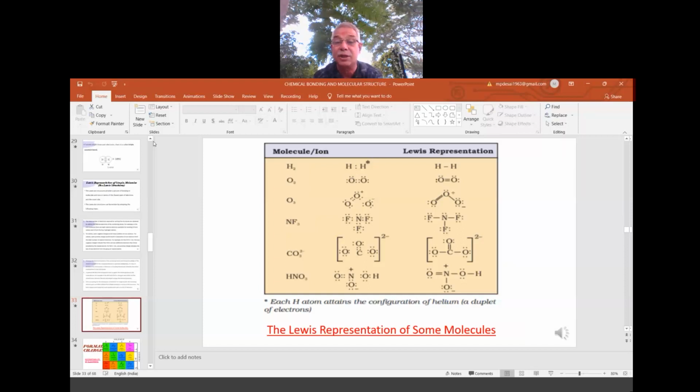First is H2 with a single bond, O2 double, O3 one single and one double, NF3 all single, CO3 one double and two single, HNO3 one double and two single. Depending upon the addition or removal of electrons, they acquire a correspondingly negative or positive charge. This is called showing the valence electrons using dots and cross marks. That method is called Lewis representation of molecules in covalent bonding.